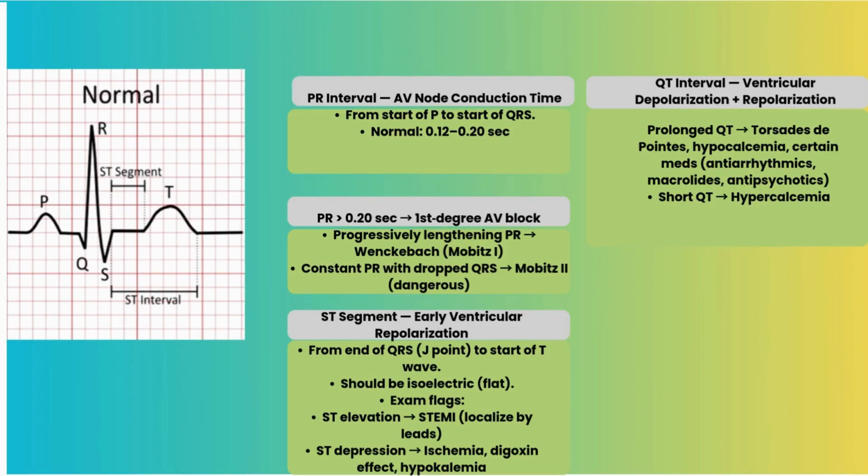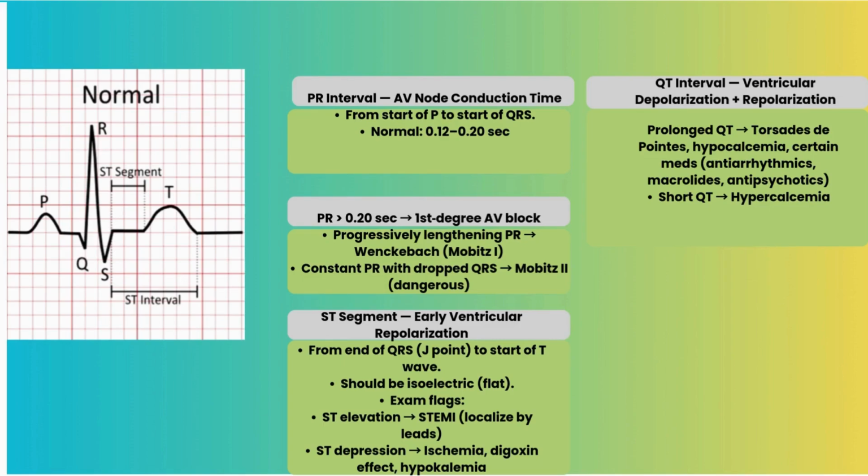Okay, let's talk about the PR interval. PR interval is the distance from the start of the P wave to the start of the QRS complex. PR interval represents the number of seconds it takes for the electrical current to move from the SA node to the atria until it gets to the AV node or the AV node conduction system. A normal range is 0.12 to 0.2 seconds.